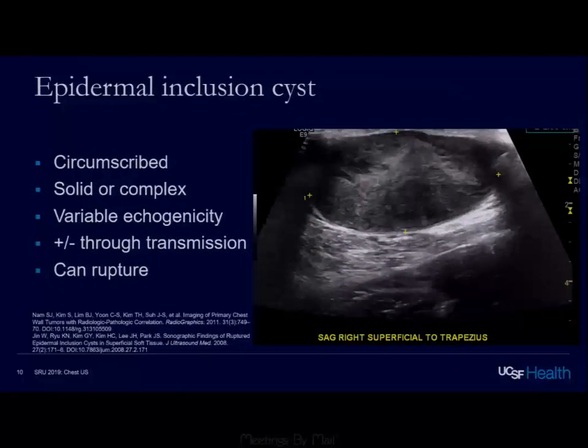So here's a classic example of an epidermal inclusion cyst on ultrasound. As we alluded to before, these are circumscribed masses with well-defined borders. They can look very solid or complex and are composed of variable echogenicities. Even though the diagnosis itself has the word cyst in it, it's not always associated with through transmission, and in some complicated cases, they may be ruptured.